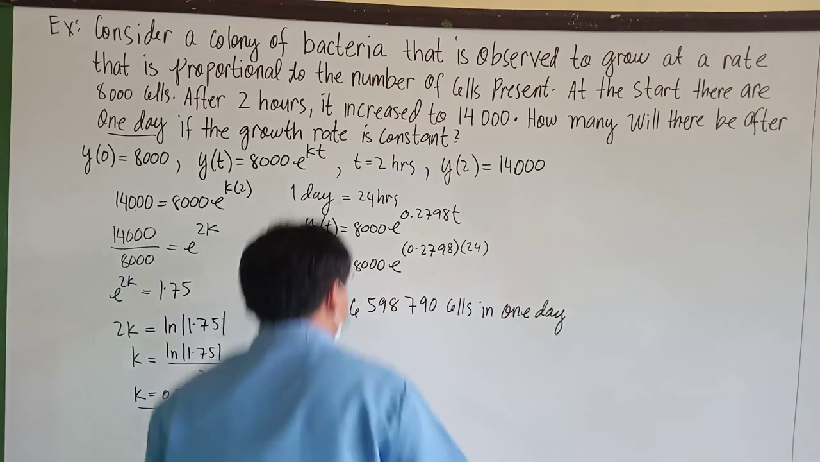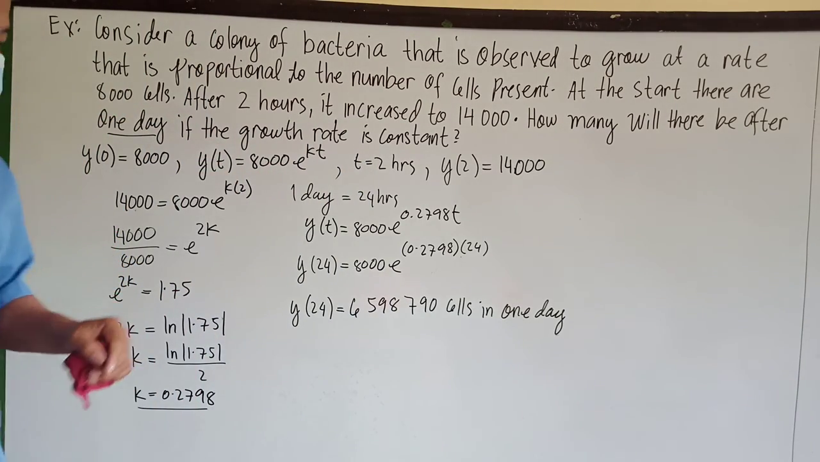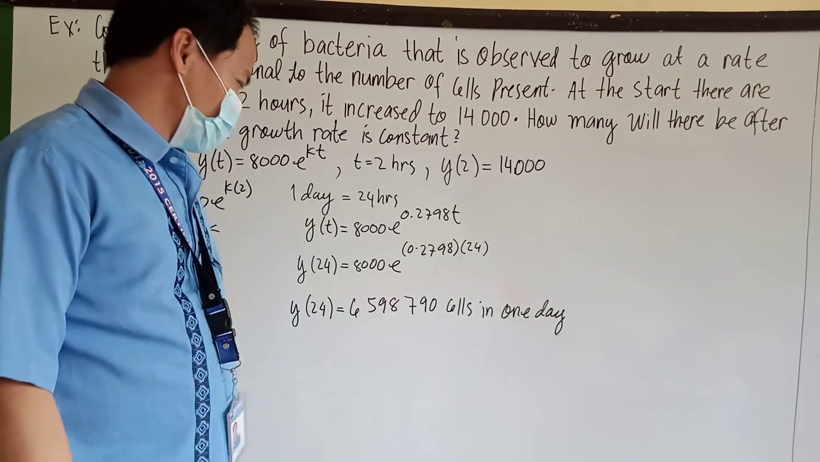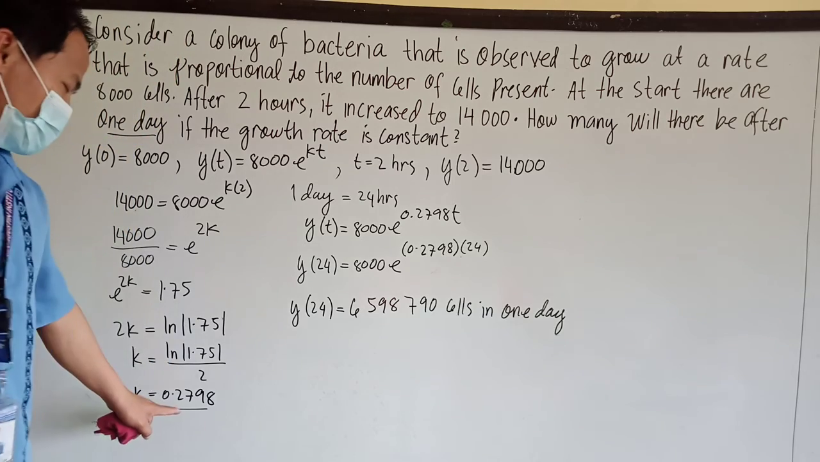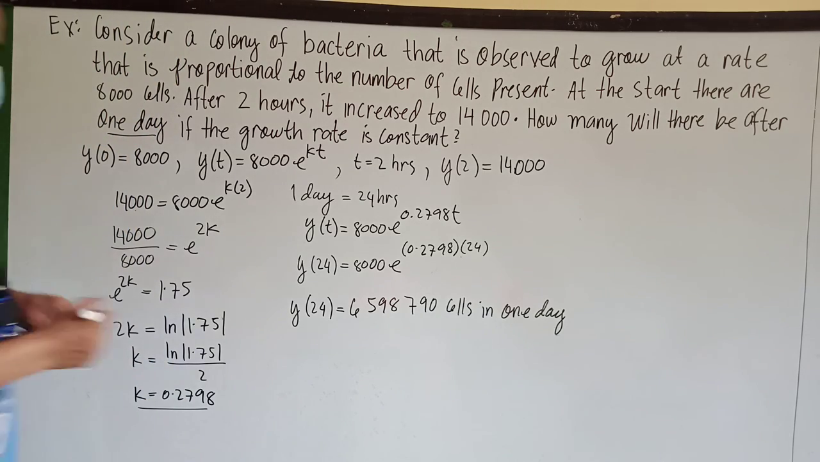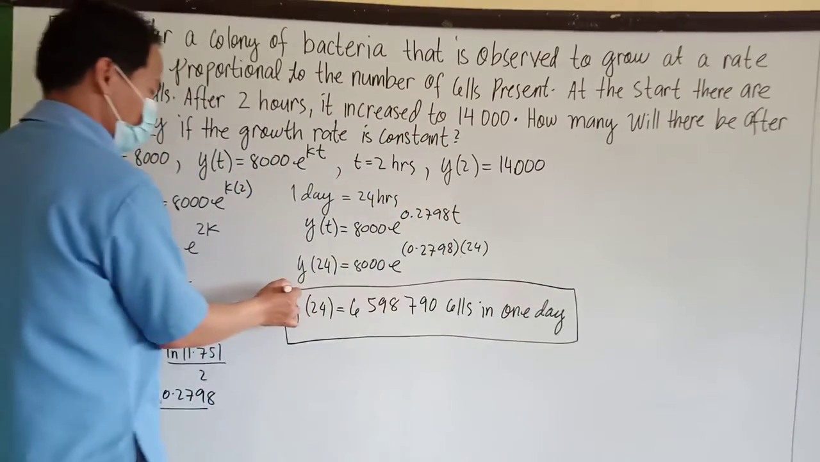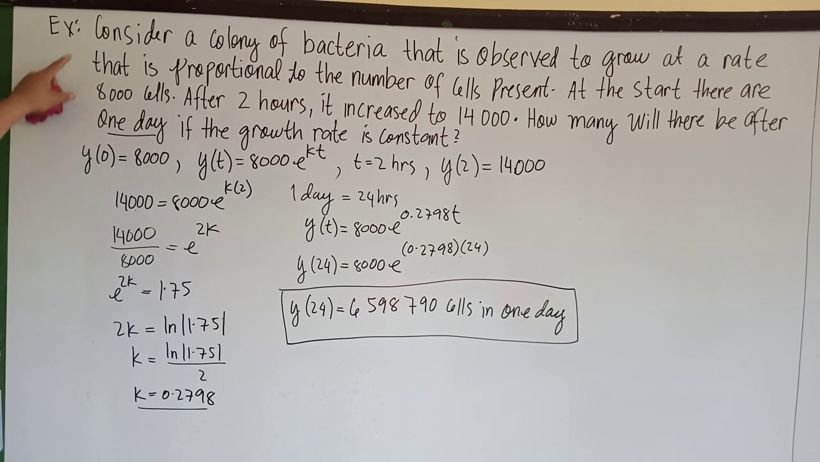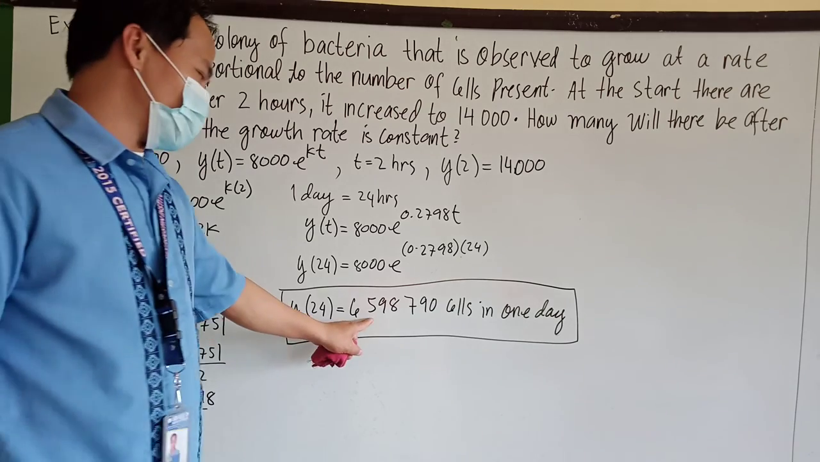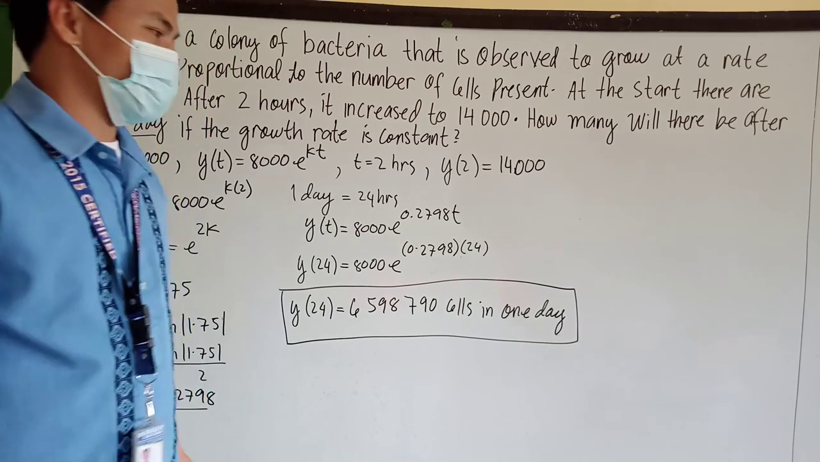So imagine how many bacteria in one day? 6 million. Using our constant value, which is 0.2798, this will be the solution for this problem, which is the application of the differential equation. So in one day there are 6,598,790 cells.